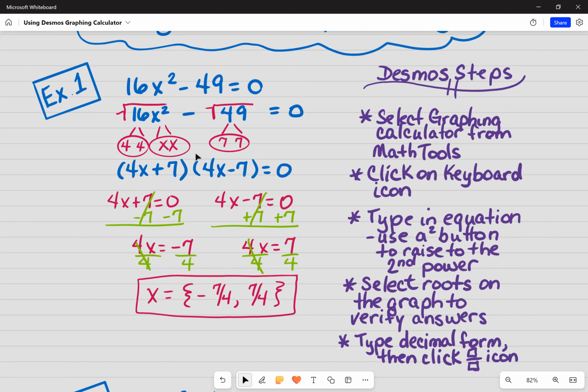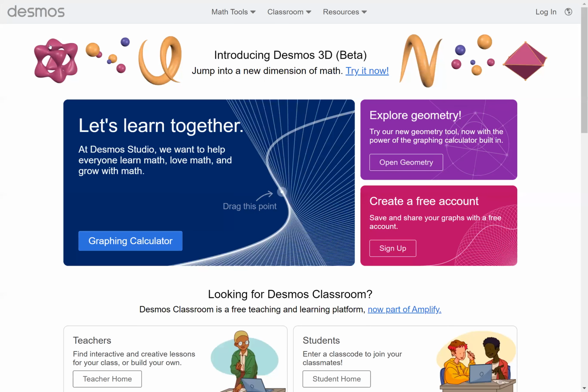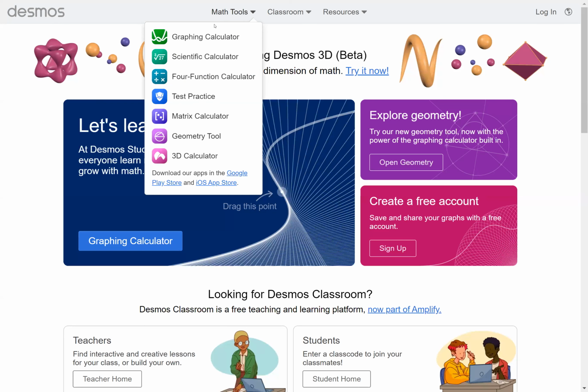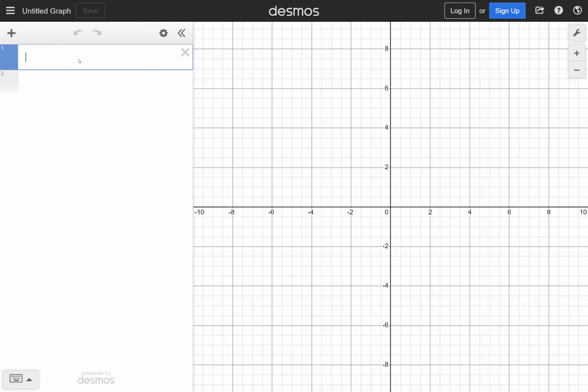So this is asking me to solve a quadratic by factoring. So the first thing I want to do is go to desmos.com. This is how you spell it, .com. And then you go to Math Tools, and we're specifically going to use the graphing calculator. And once that populates, I want to go ahead and type in my 16x.